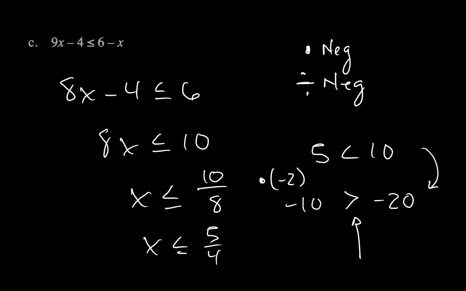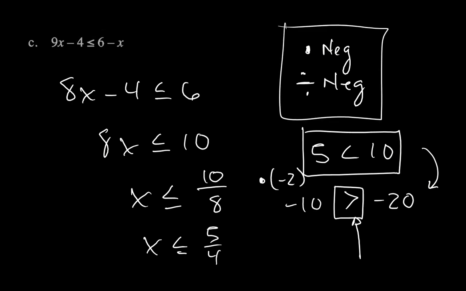Not because it's just some rule. It's because, look at it, right? Think about two numbers and what happens if you take an inequality that's true and either multiply or divide both sides by a negative number. What happens is this direction has to switch. That's when you multiply or divide by a negative.